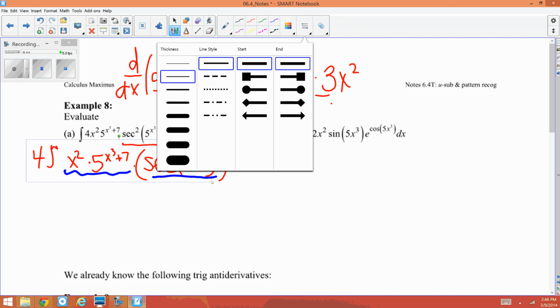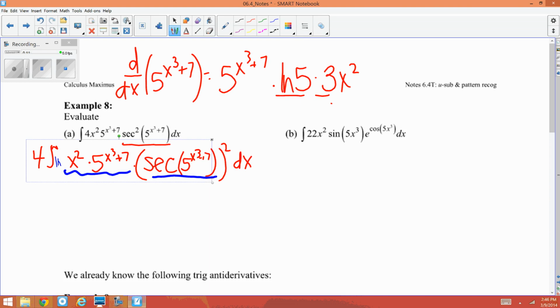All right, and some of you probably want to see it, so I'm going to write this in. If I had this ln of 5 here, that would be great because then I can take care of that. And if I had a 3, I'll just put it there, that would be great, but I don't. So I have to correct for it. All right, so I'm going to bring down that 4, that rider function. I'm going to correct for the ln of 5. I'm going to correct for that 3. Now, all of this is taken care of. I just have to worry about the secant squared.